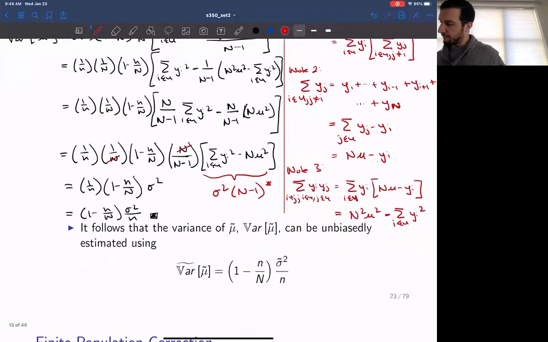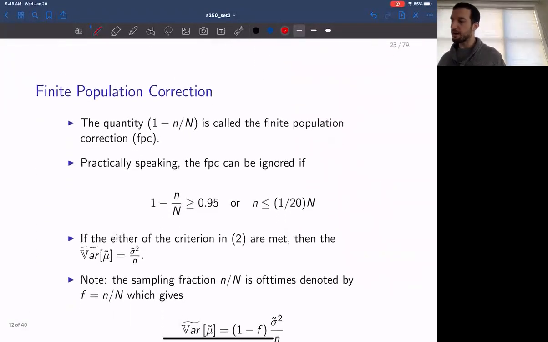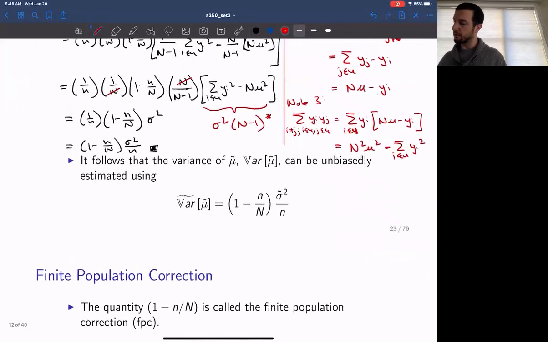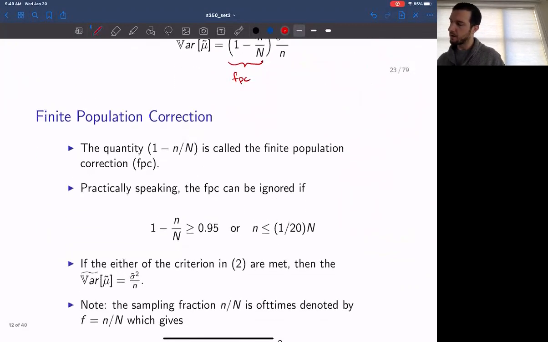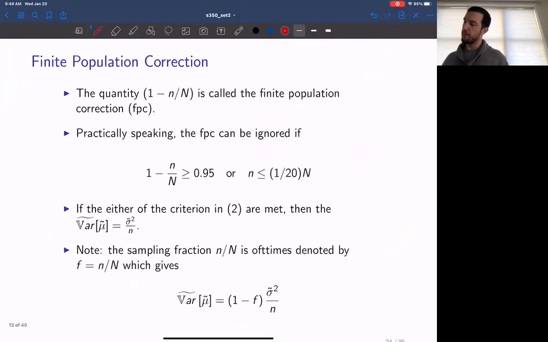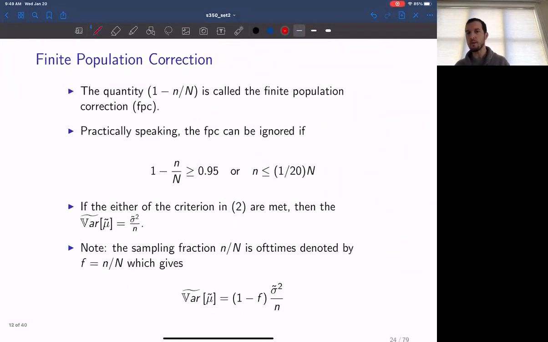Okay, so that brings us to 948. So the finite population, in the results I have mentioned a couple of times that we have this term here, which is the FPC, or our finite population correction. So the finite population correction, we typically apply it when it is either greater than 0.95 or little n is less than 1 over 20 times the population size.